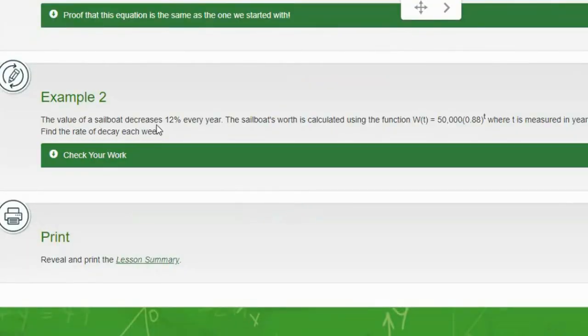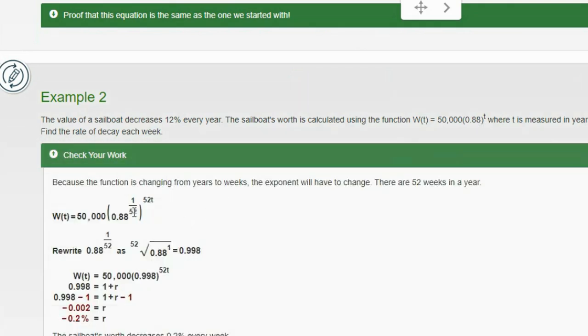Same thing. The value of a sailboat decreases 12% per year. Here's the formula: 50,000 times 0.88 to the t. So that means you have 88% left because you lost 12%. Find the rate of decay per week. So you're going to take 0.88 to the 1/52nd power and make it 52t. The 1/52nd power and 52 on the outside.